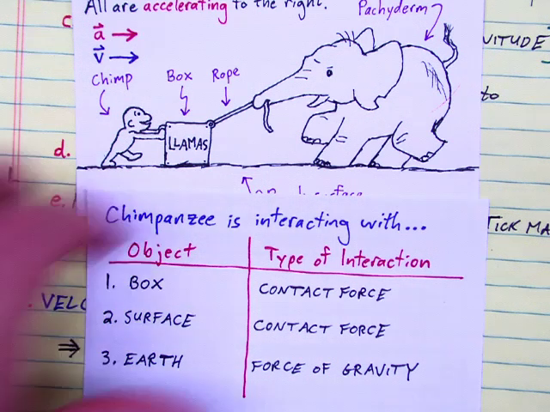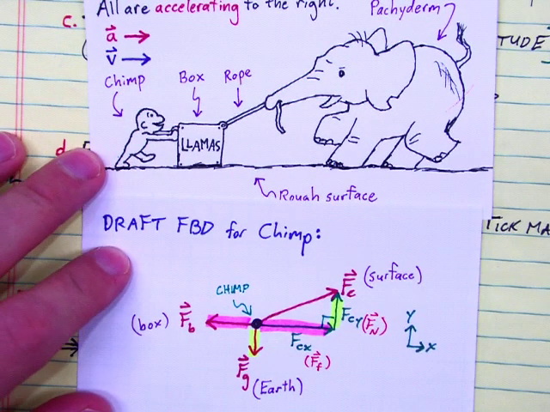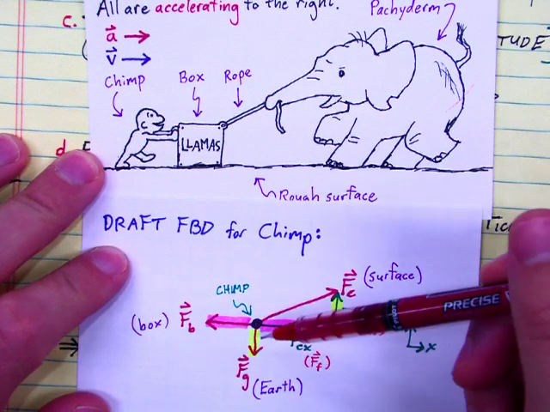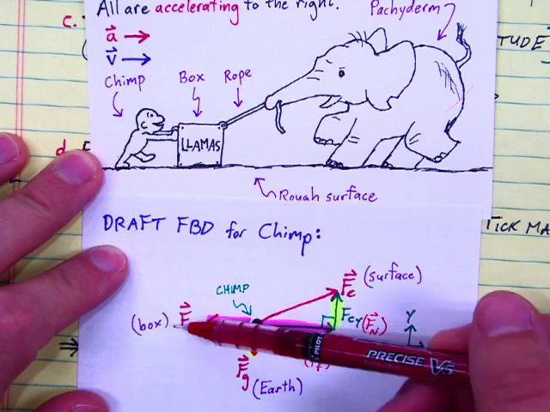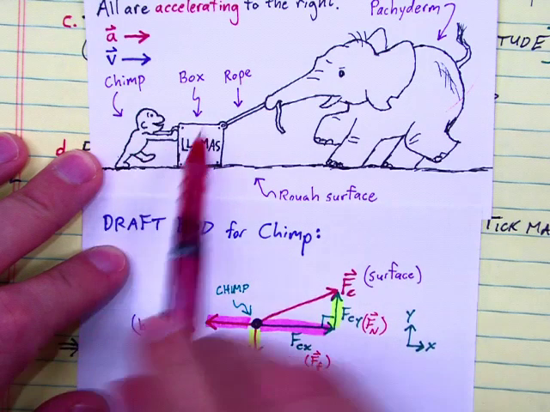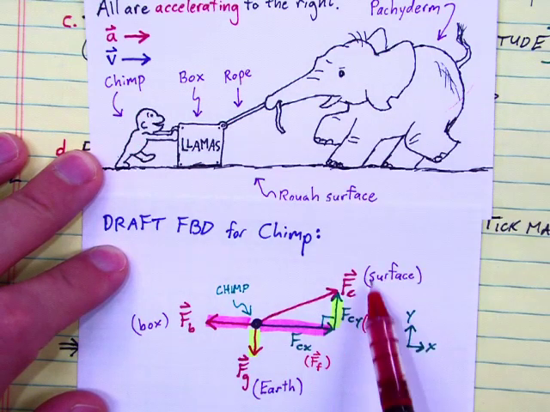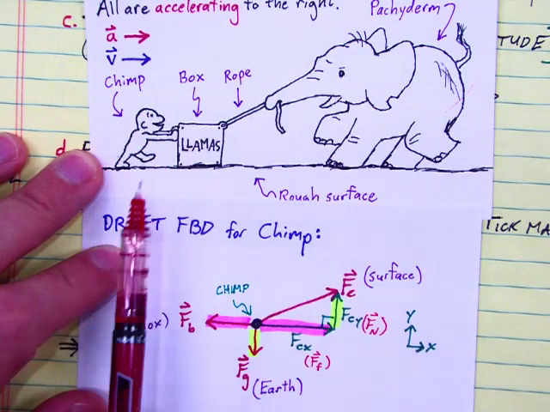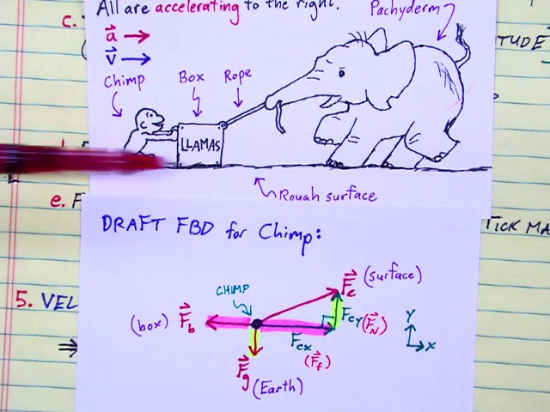Ready? Here's my draft free body diagram for the chimp. I've got the force of gravity from the Earth pulling straight down. I've got the box pushing to the left on the chimp. If the chimp's pushing on the box, then the box must be pushing back on the chimp. And then the contact force from the surface here. Surface is pushing up on the chimp, but the surface must also be pushing forward on the chimp.